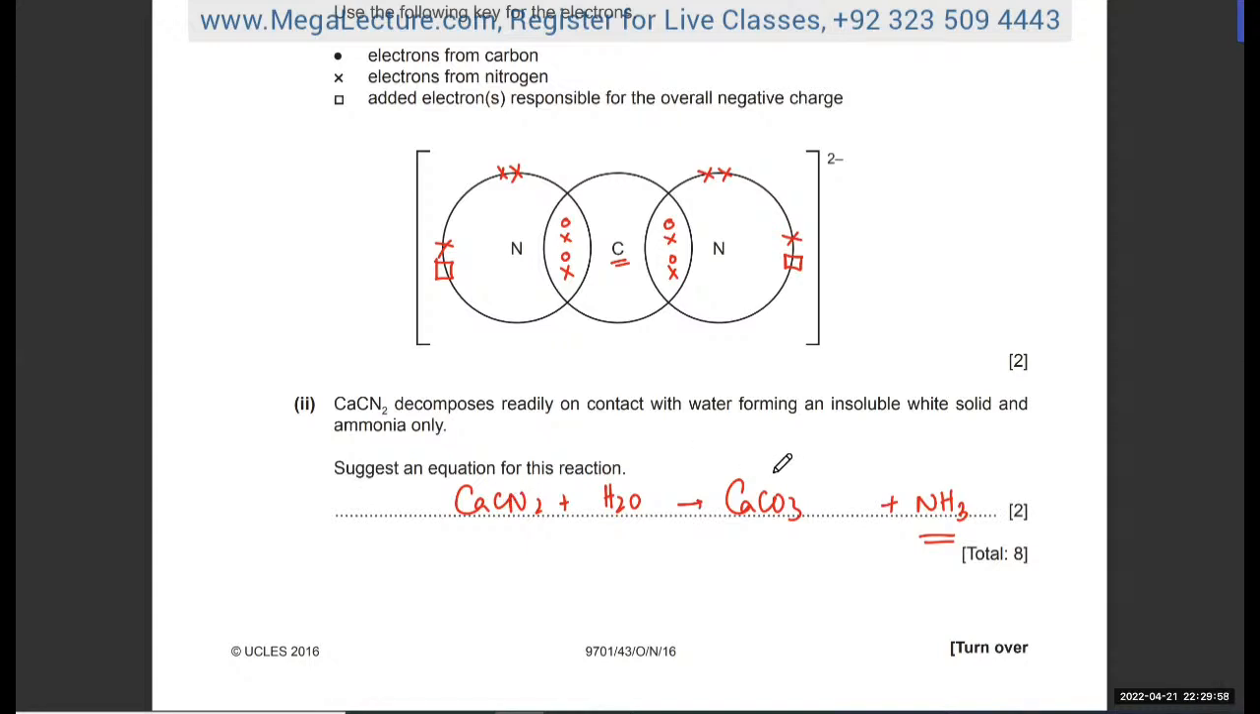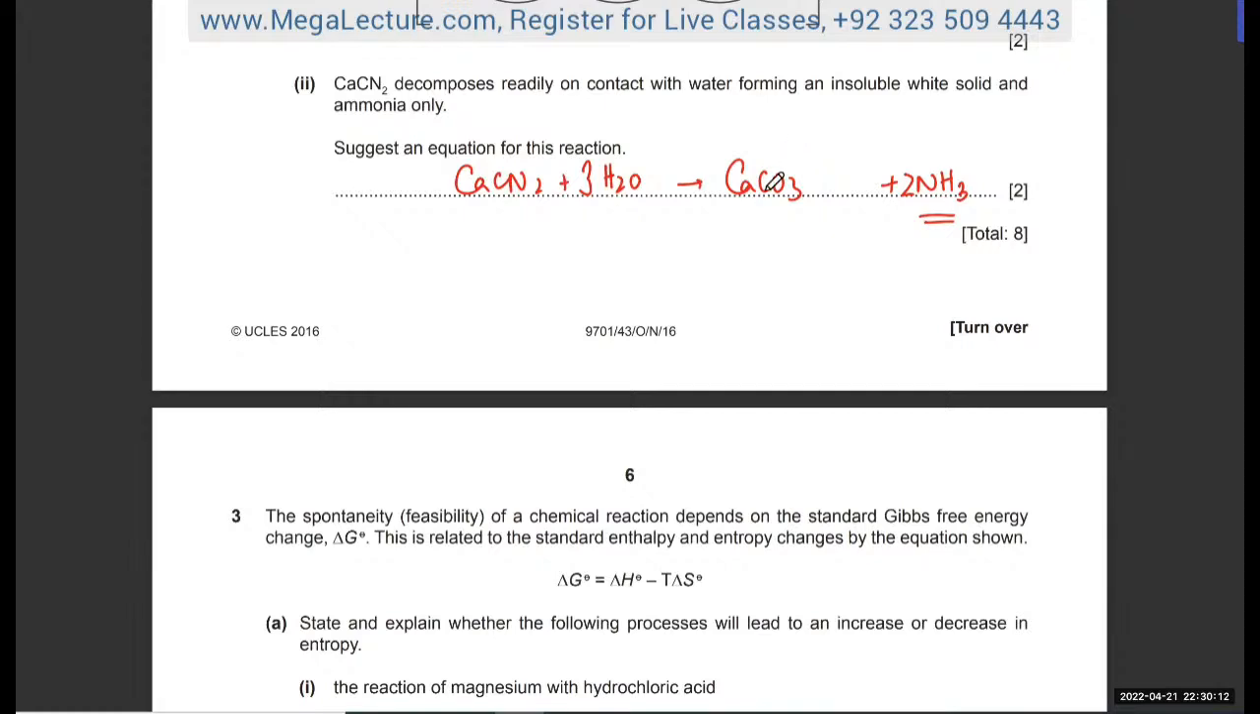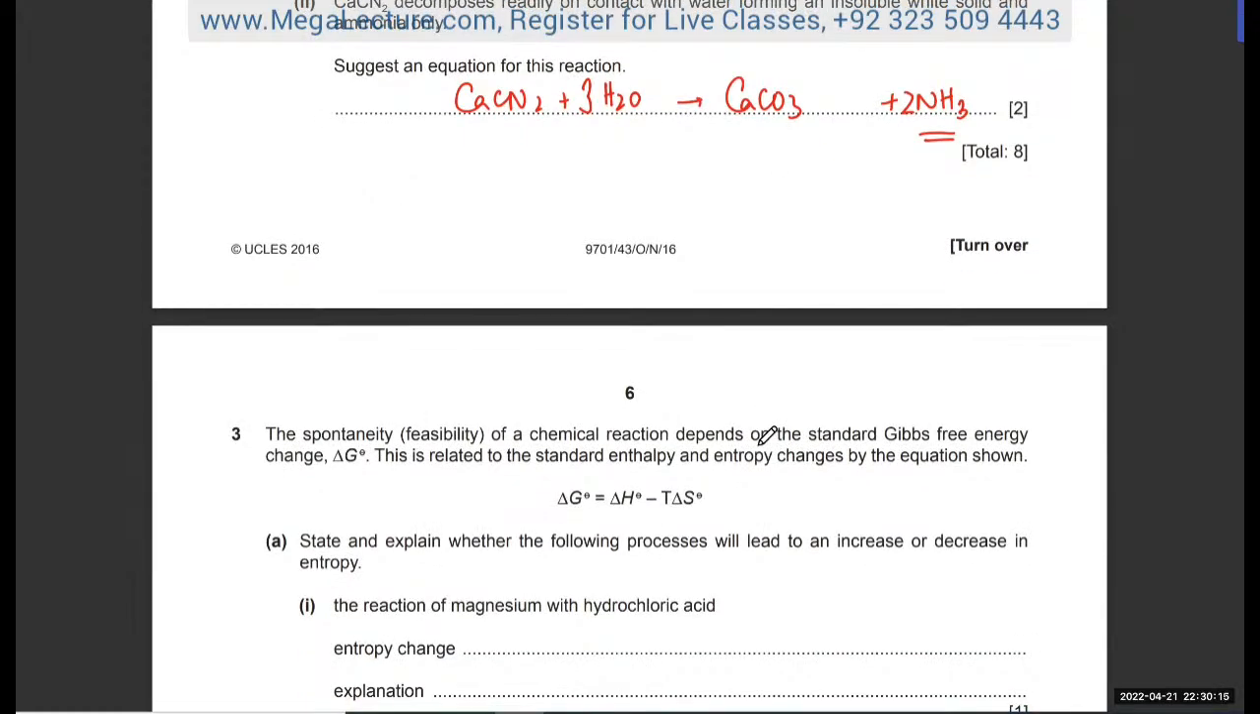And you can then balance this equation. It's going to be 2 NH3s, and that's 6H, so 3 H2Os. And I think that's balanced. The oxygens are also balanced. Because we had to fit in the carbon as well, we went for calcium carbonate.